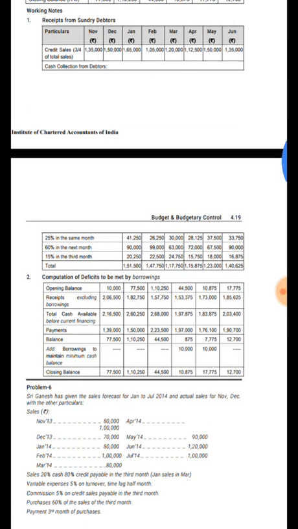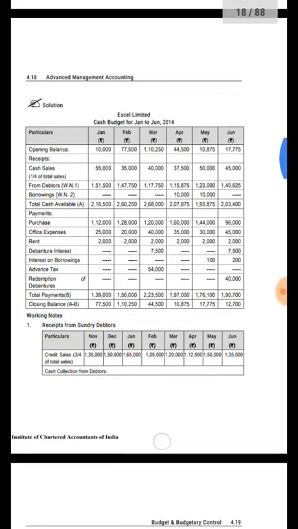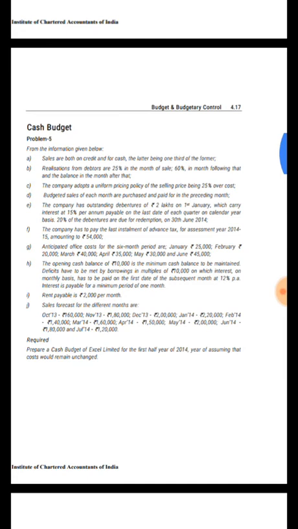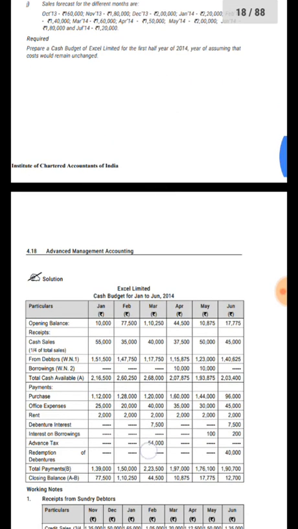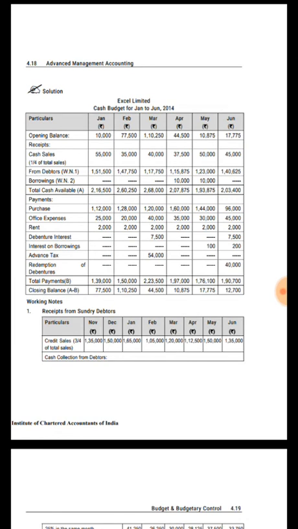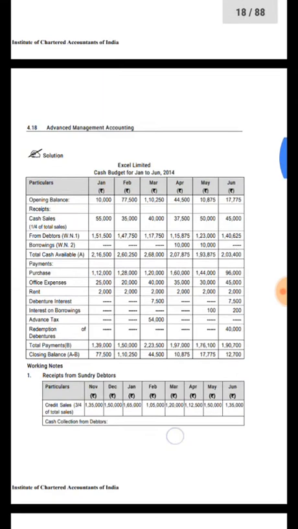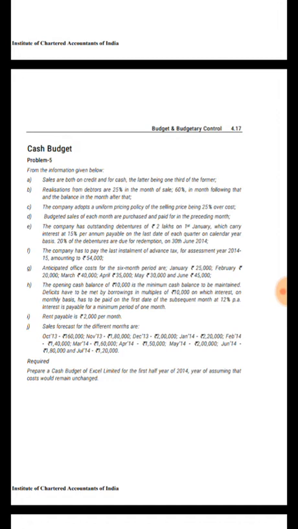So 10,000 opening balance. Second important thing is that we should know the receipt from sundry debtors. Some calculation we have to do. How we have to do? They have given in the question clearly that sales are both on credit and for cash, the latter being 1/3 of the former. So credit is 75%, cash is 25%.